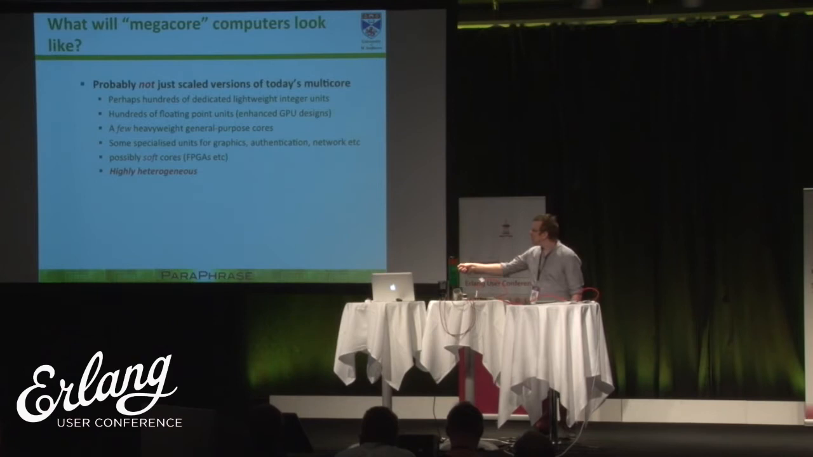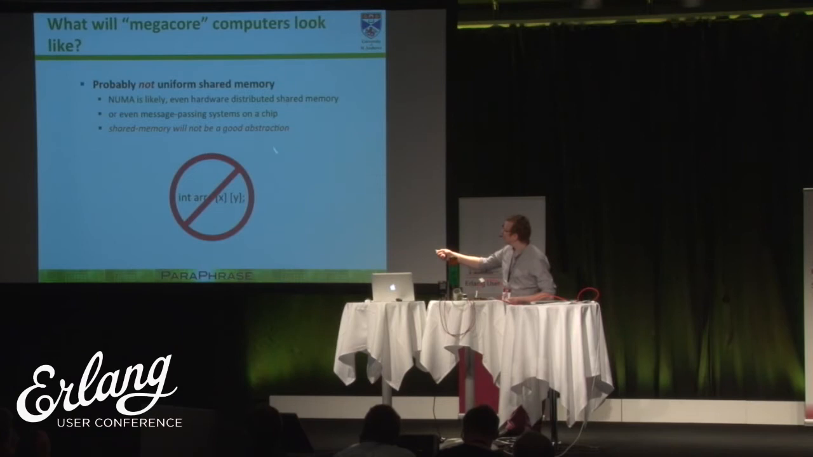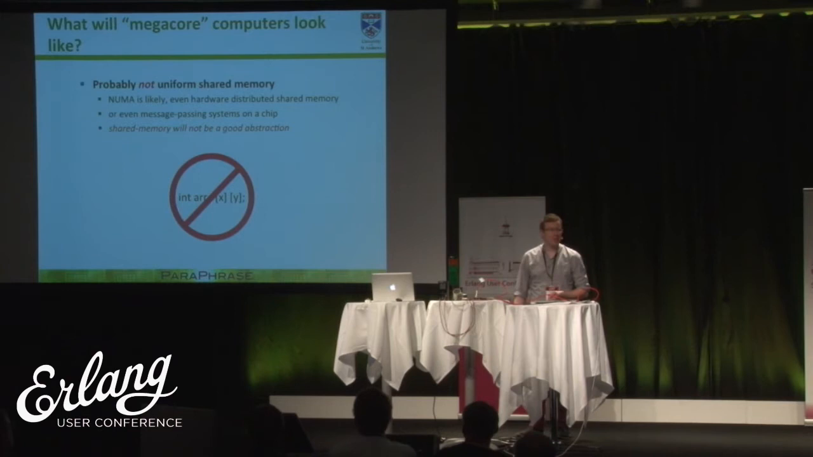So they're not just going to be one type of core packaged in a chip. They're going to be hundreds of different types of cores packaged together. It's probably not going to be uniform shared memory. Abstractions like shared memory and global variables are just not going to work. But of course, we all know that because we're Erlang programmers, of course. These things are just not going to be compatible. Even message passing just won't work. Okay.